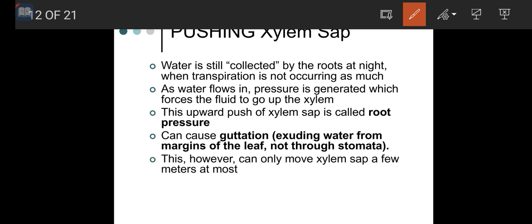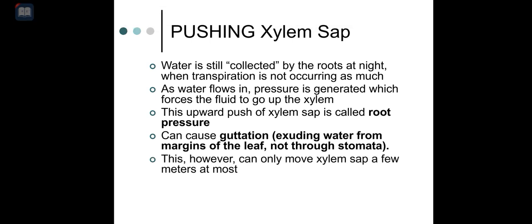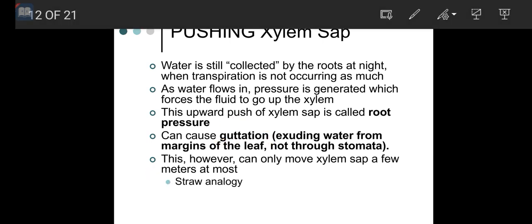Root pressure can cause guttation, or exuding of water from the margin of the leaves, not through stomata. However, root pressure only moves xylem sap a few meters at most. Straw analogy.